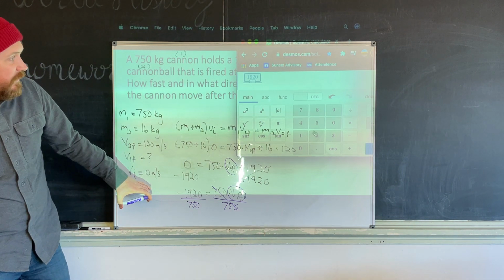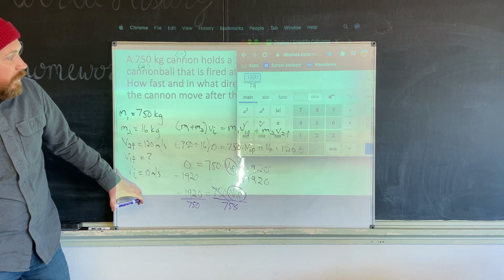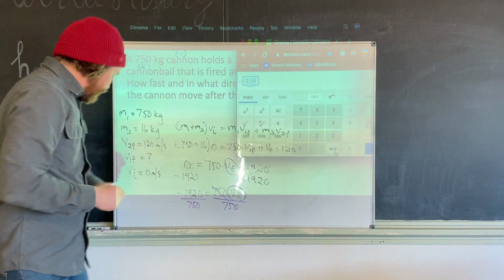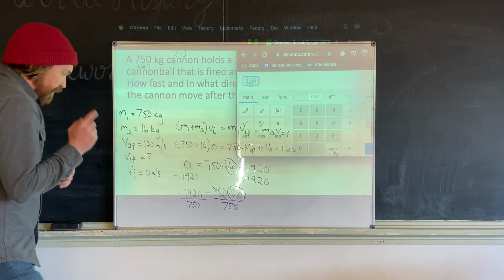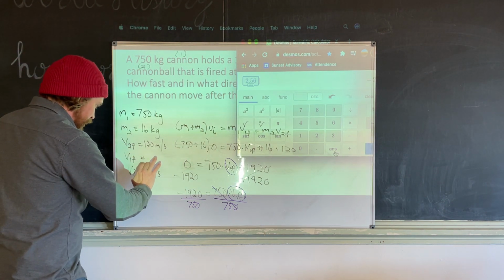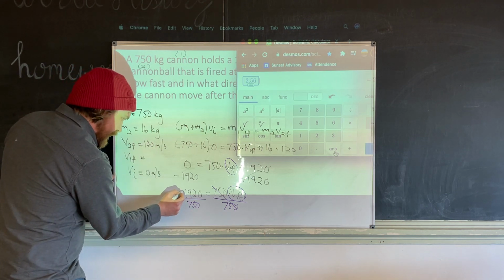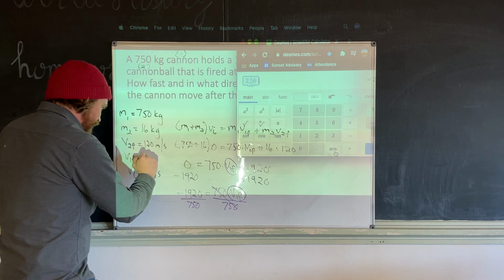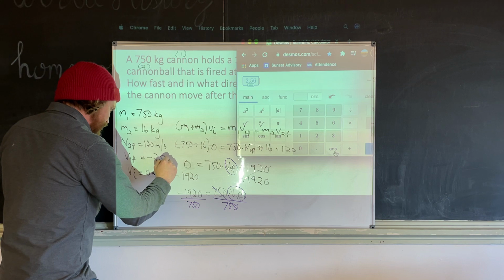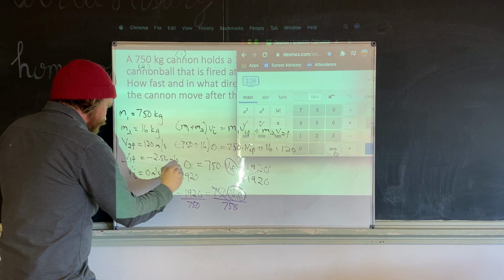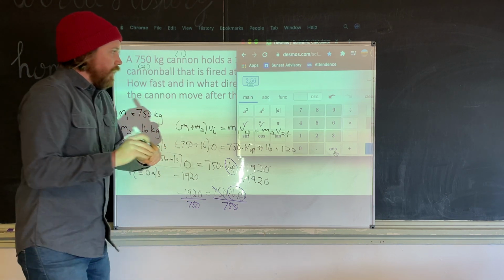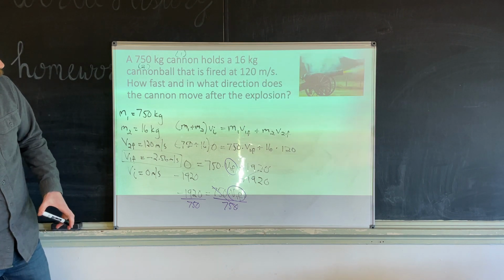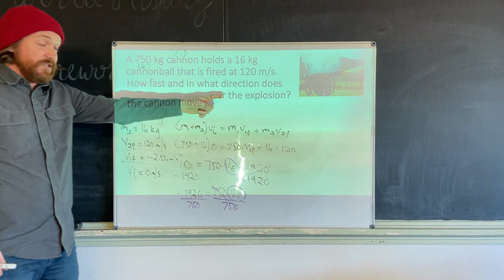1920 divided by 750 gives me 2.56. Or, to be more specific here, see this negative right here? This is going to give me V1F is negative 2.56 meters per second. That's our answer. Now, in the question, I said how fast and in what direction?